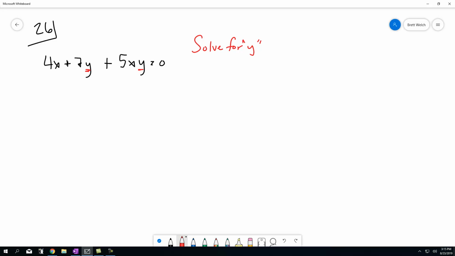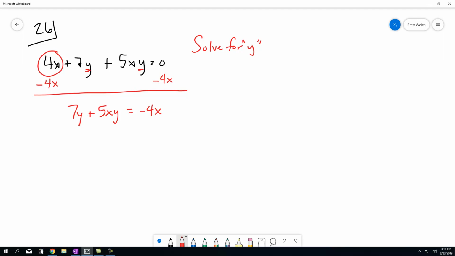Now remember, when we do this type of work, we want to do SADMAP. So we're starting with any addition subtraction that we can do to get the y, or in this case, both y's, more isolated. I think we can all claim this 4x right here isn't doing anything with the y's. I might as well move it, and since it's a positive 4x, if I subtract 4x, I should zero that out. But to do that, I gotta do both sides. That leaves me with 7y plus 5xy equals negative 4x.